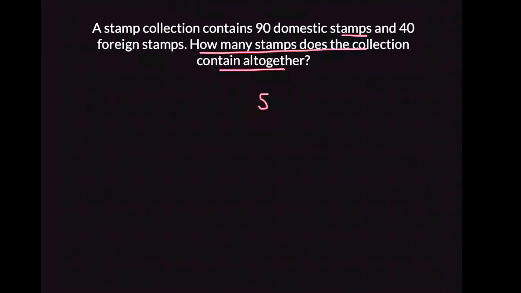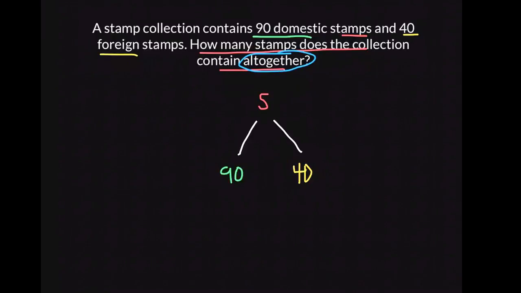Now I can finish my break apart drawing by putting the pieces in that I do know. So I know that I have 90 domestic stamps, so I'll put a 90 on one side. And I have 40 foreign stamps, so 40 will be the other addend. In order to solve this problem, I need to know how many stamps this collection has altogether. Keyword. So I will solve by taking 90 plus 40, and that will equal S, which remember is the missing total for this collection. For this, I'm going to show my work off to the side.